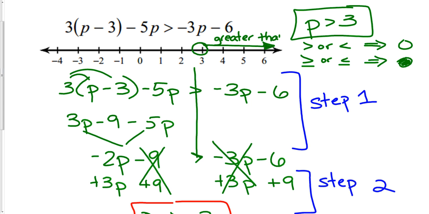This means that any value bigger than 3 will satisfy this inequality. So if I plug in 4 for P, or 5, or 6, or 7, or 8, or 9, or 100, or 300, or 456, all of those values would give me a good inequality with a good solution. So when you solve an inequality, you don't have one solution, you have many solutions. And we represent all those solutions with a graph.